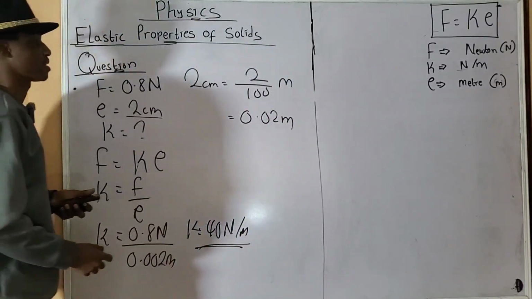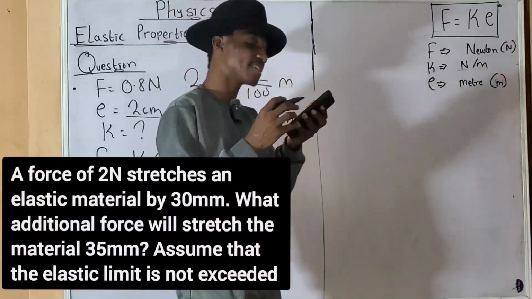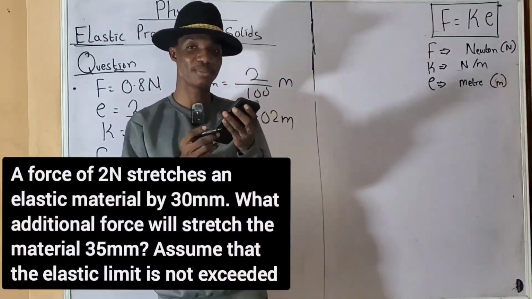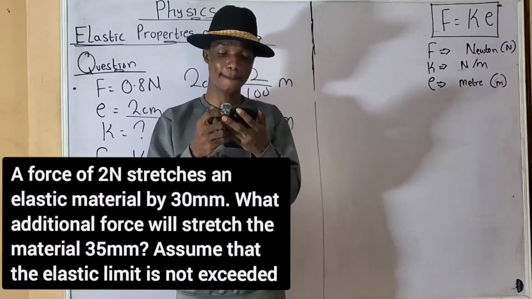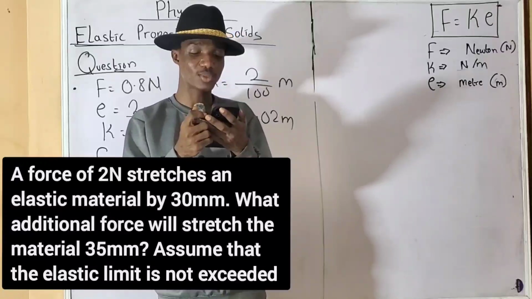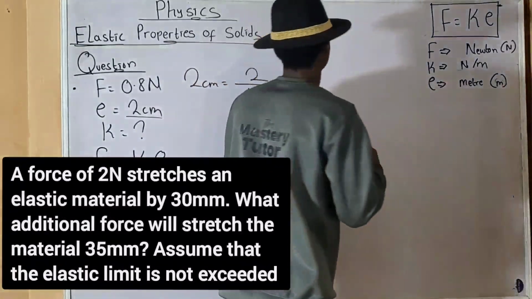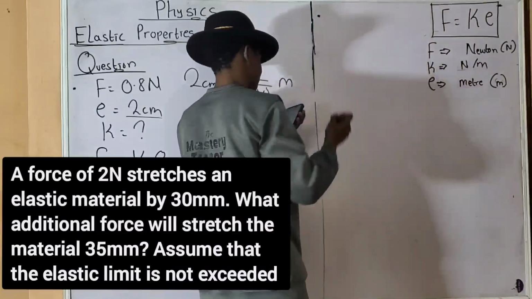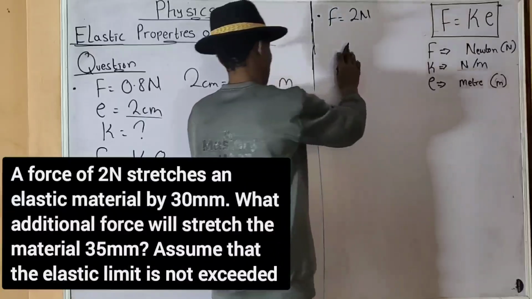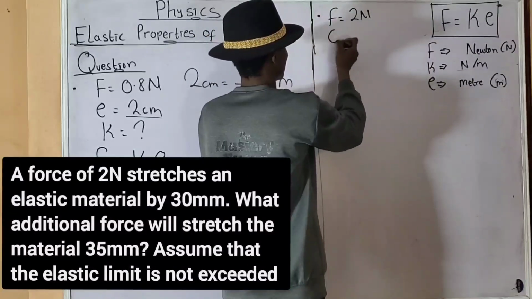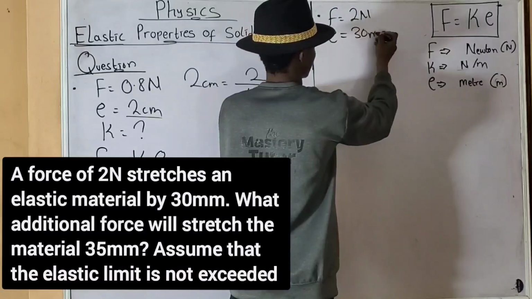Okay. Now, to the next question. A force of 2 Newton stretches an elastic material by 30 millimeter. What additional force will stretch the material 35 millimeter? Assume that the elastic limit is not exceeded. Okay. Let's start by writing out the information that we are given in the question. We have force is 2 Newton. And this force stretches the material by 30 millimeters. So the E is 30 millimeter.